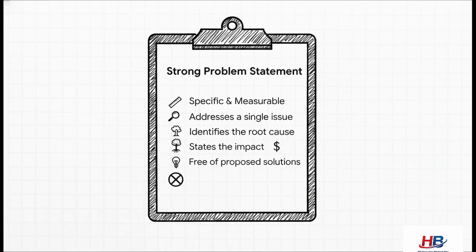Does it clearly call out the root cause and the impact of the effect? And this last one is so important. Is it totally free of proposed solutions? You have to define the problem completely before you start thinking about how to fix it. It's a classic trap to jump to a solution too early.